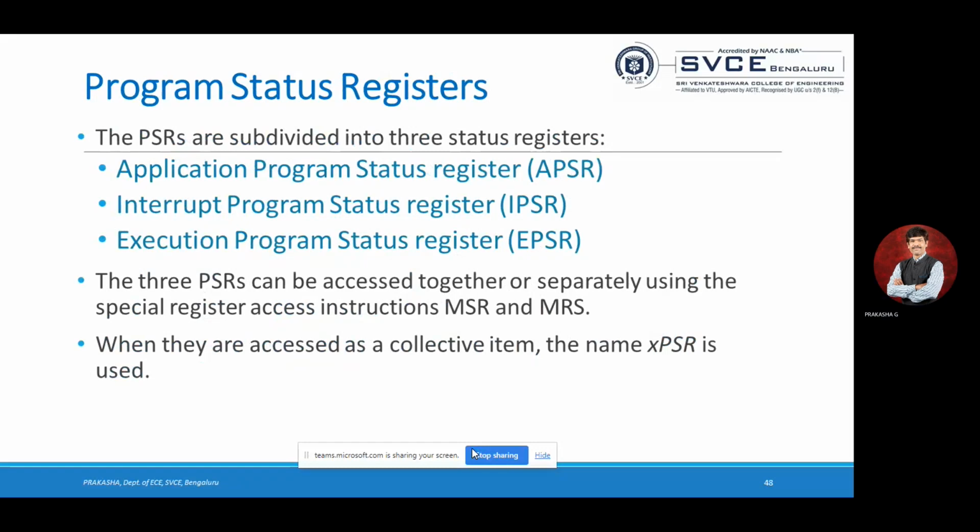80x86. X indicates all. It means 80286, 80386, 80486, Pentium 1, Pentium 2, Pentium 3, all those come into the picture. X indicates it is general. General includes all the values of this.